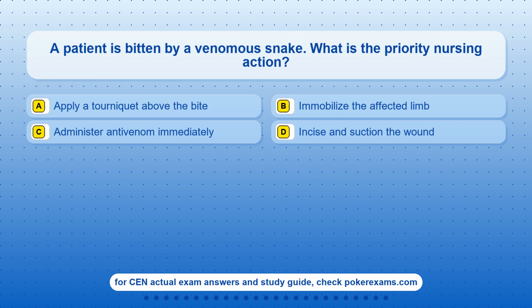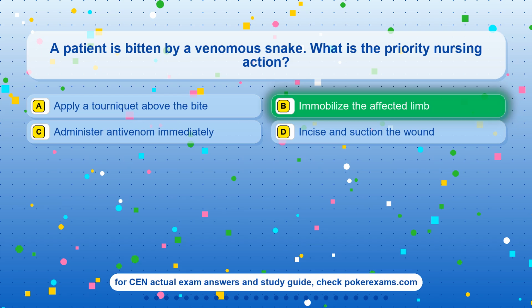Question 14. A patient is bitten by a venomous snake. What is the priority nursing action? Option A. Apply a tourniquet above the bite. Option B. Immobilize the affected limb. Option C. Administer antivenom immediately. Option D. Incise and suction the wound.